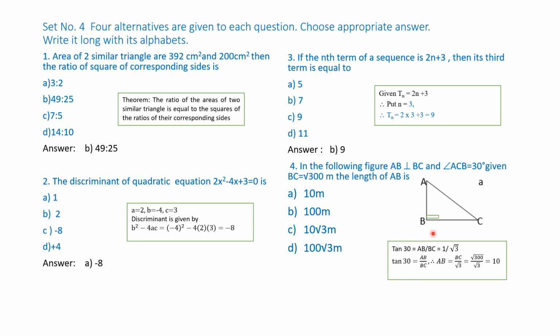So we know from this is 30 degrees. Tan 30 is equal to opposite side by adjacent side by definition. That is tan 30 is AB by BC, that is equal to 1 over root 3. You have to remember the value of tan 30 degrees is 1 by root 3. Therefore, tan 30 is equal to AB by BC. Therefore, AB is equal to BC divided by root 3.